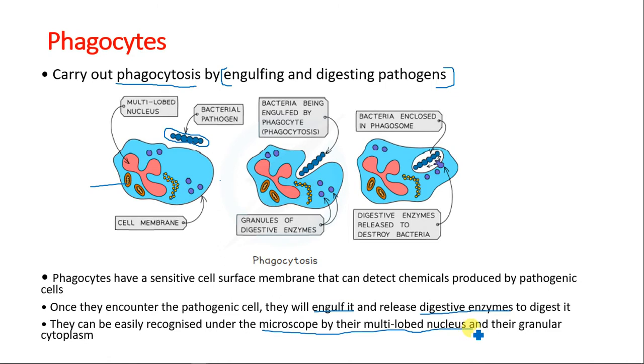They can be recognized under the microscope by their multi-lobed nucleus and their granular cytoplasm. So, if you're asked in the exam to describe the process of phagocytosis, it's simple. A phagocyte will recognize a pathogen and move towards it. Once it moves towards it, it will engulf it, and the bacteria will be enclosed inside a phagosome, and it will release digestive enzymes which will be used to destroy the bacterial cells.